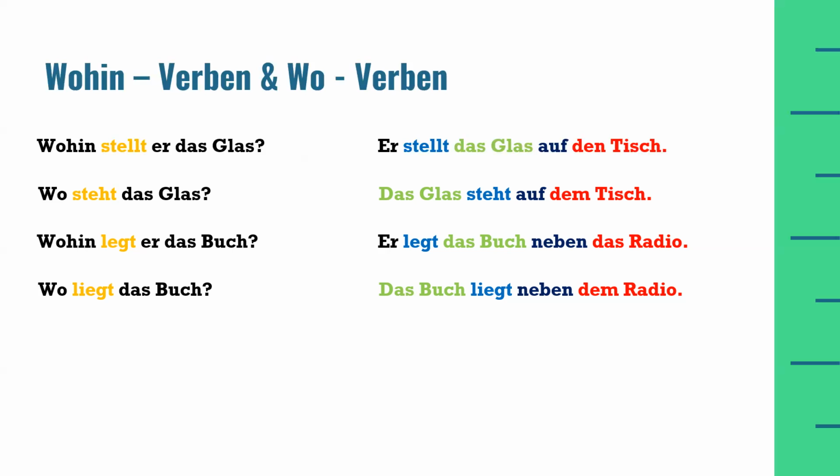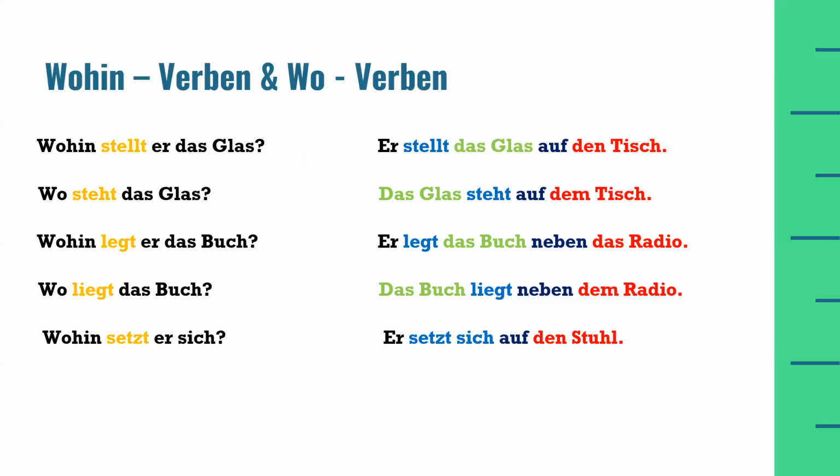In this sentence, we have used neben dem Radio because there is no movement in this sentence. Because of the absence of movement here, neben will act like a dative preposition, and we have to use the dative definite article for the neuter noun Radio.